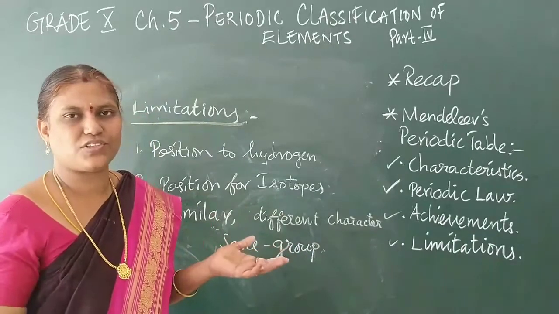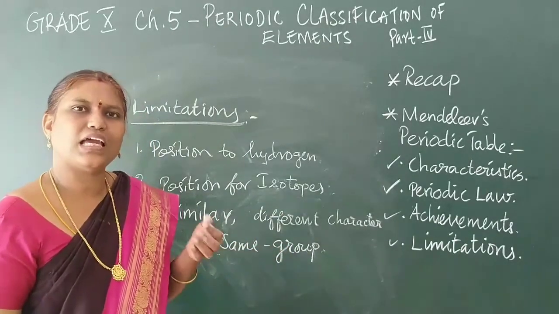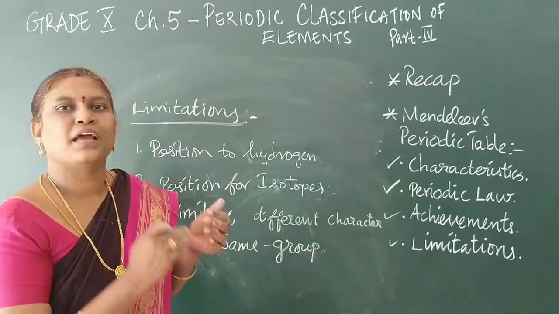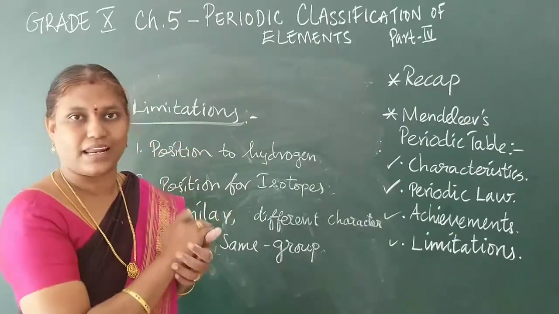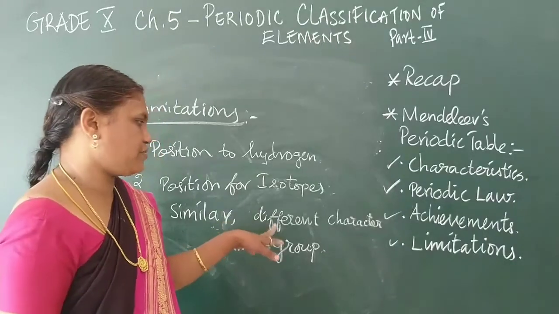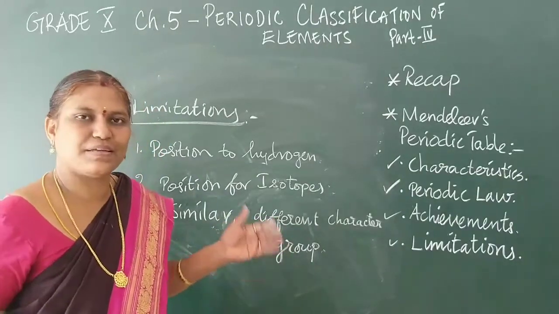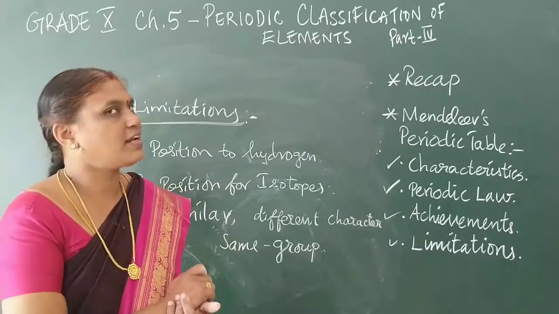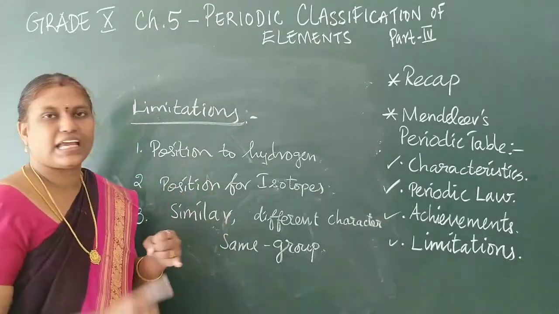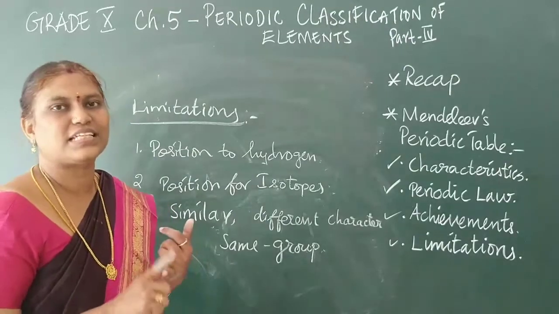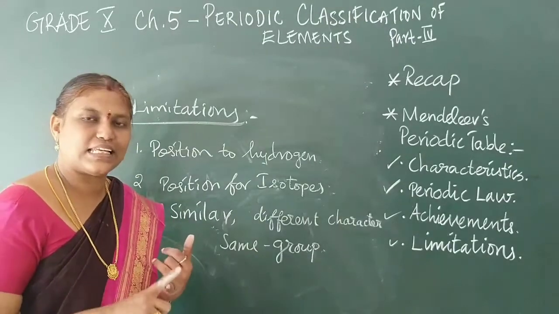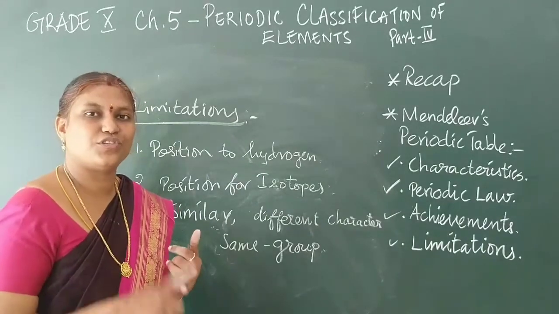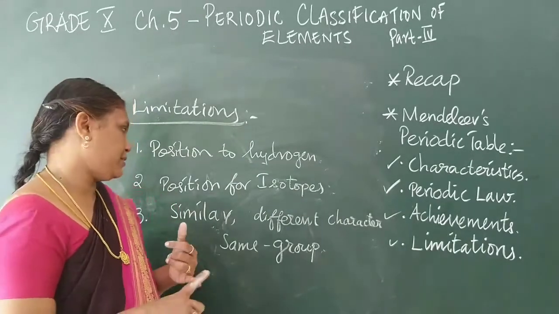But that is not that much of a demerit. Why? He has placed heavier elements before lighter elements because of the same character. But some elements which do not have the same character have been placed in the same group. That is also a demerit. What are the three demerits? He cannot give a position for hydrogen because it has two characters, both alkali and halogen. So he cannot give the position in the periodic table.